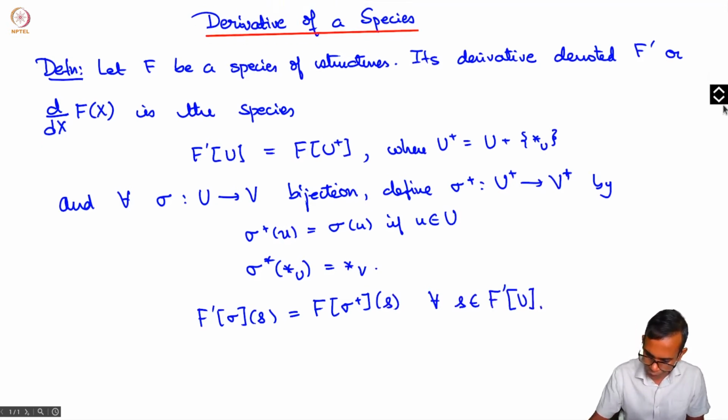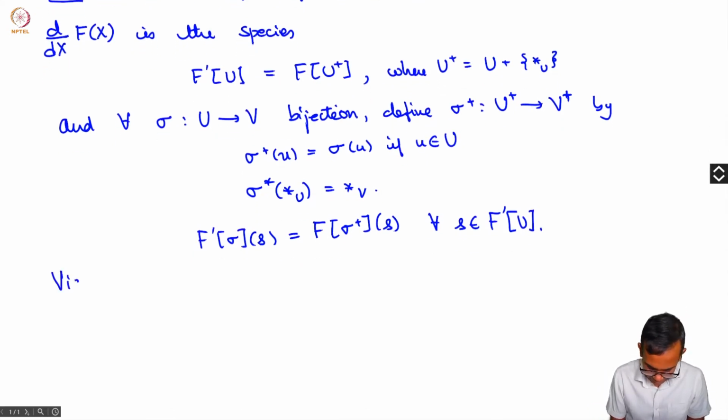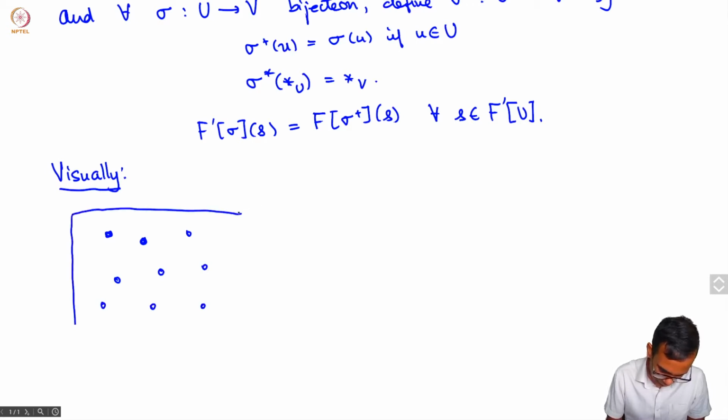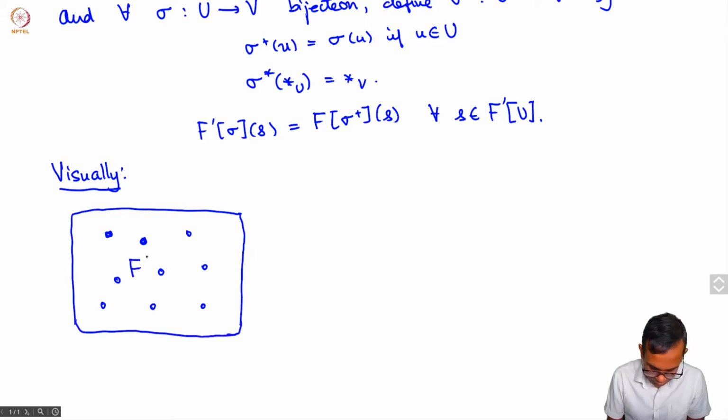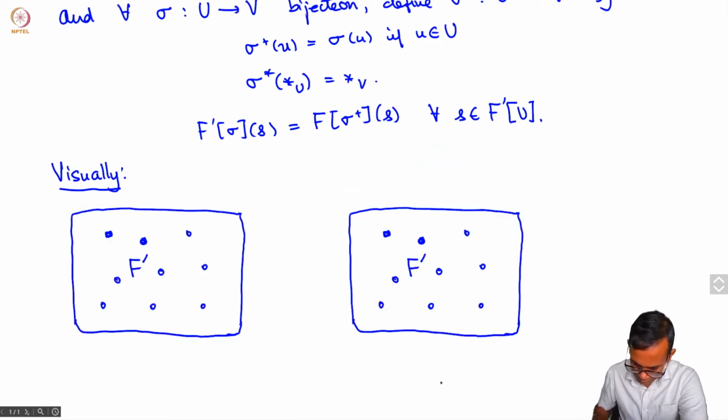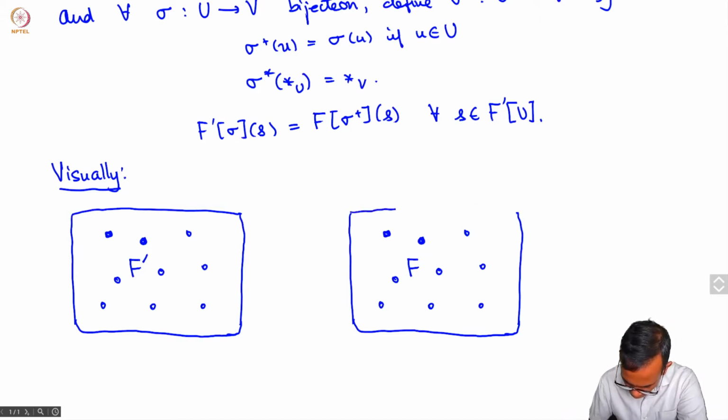So we can visualize this as follows. Suppose we have a set, then an f prime structure on this set is the same as putting an f structure on this set with one point, which we call star, attached.